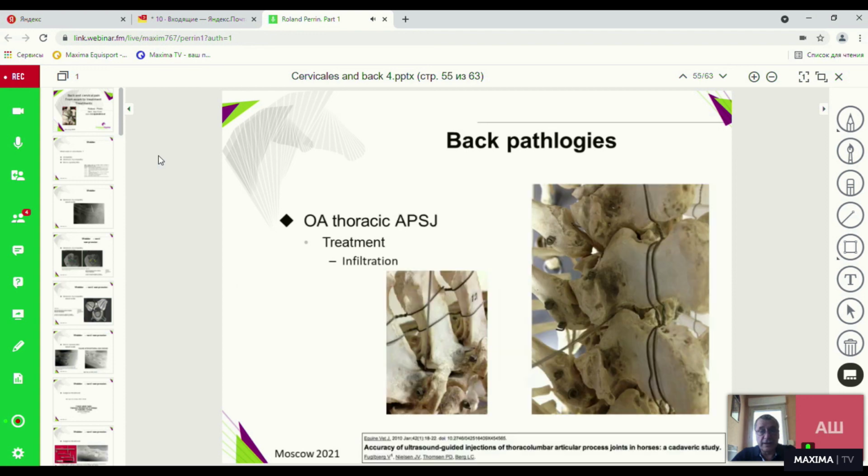So, of course, you can do infiltration. It's the same as for the cervical osteoarthritis. You can use ultrasonography to do that.